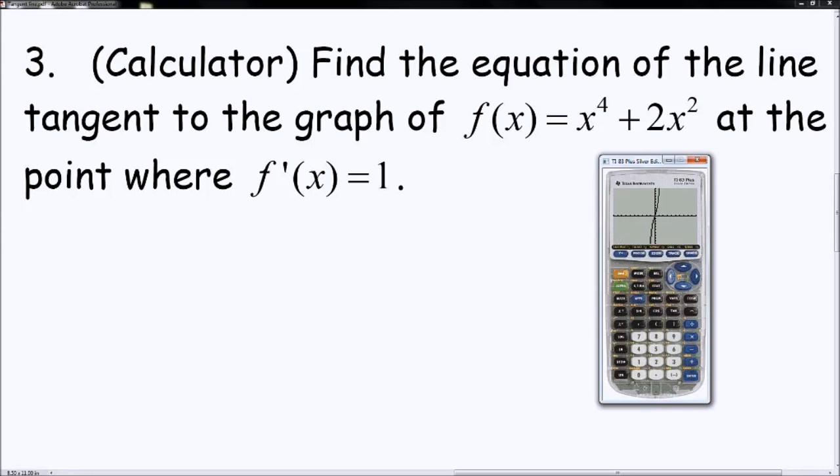Let me go to second table so you can see what I mean. Let me change my table. So table set. And I'm not going to have it ask me again. I'm just going to do second table. And if you look at x equals 0, y2 is equal to 0. So at x equals 0, my slope is 0. At x equals 1, my slope is 8. At x equals 2, my slope of the tangent line will be 40.